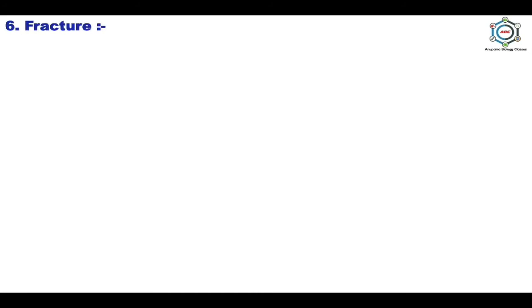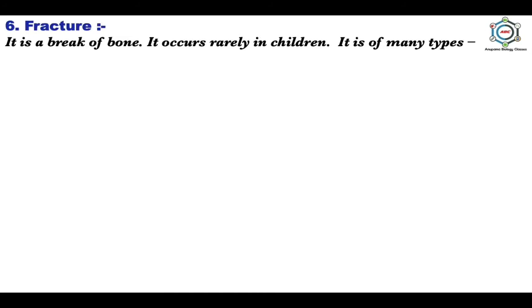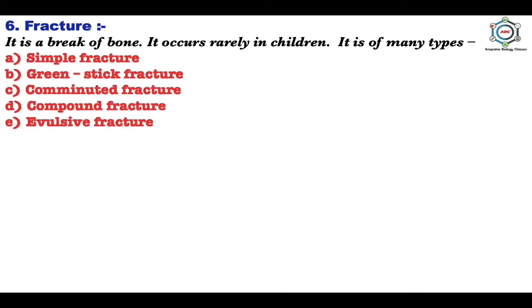Now, the fracture. Fracture is the break of bone, and it occurs rarely in children, which is of many types. The first one is a simple fracture where bones break completely into two parts which remain close together. Second is green stick fracture, which is merely a crack.